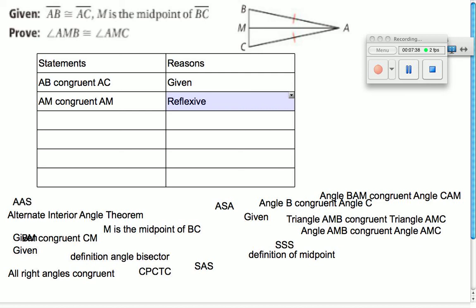A little audience assistance. M is the midpoint of BC. M is the midpoint of... Third one down on the left. Start from up. B, right there. M, right there. And no, down. There you go.